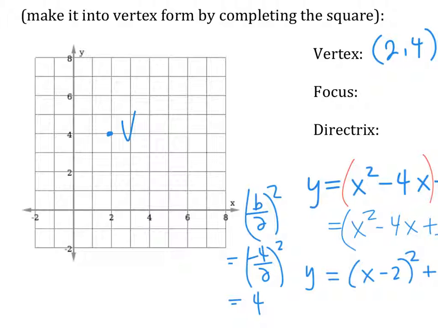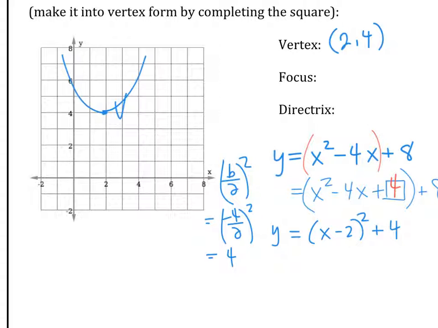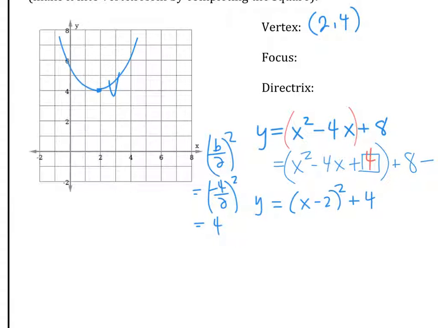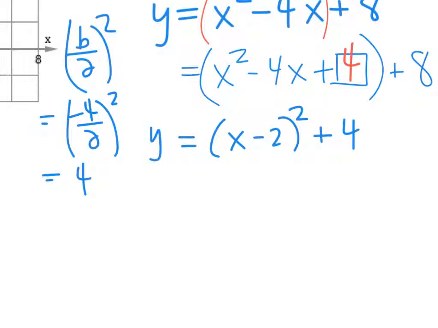Show me with your arms, how is this parabola going to turn? Up, right? From the vertex. Some of you are drawing somewhere else. From the vertex. Now, we need to figure out the focus and the directrix, and that has to do with C. How am I going to figure out what C is? Which part of this equation can I get C from?